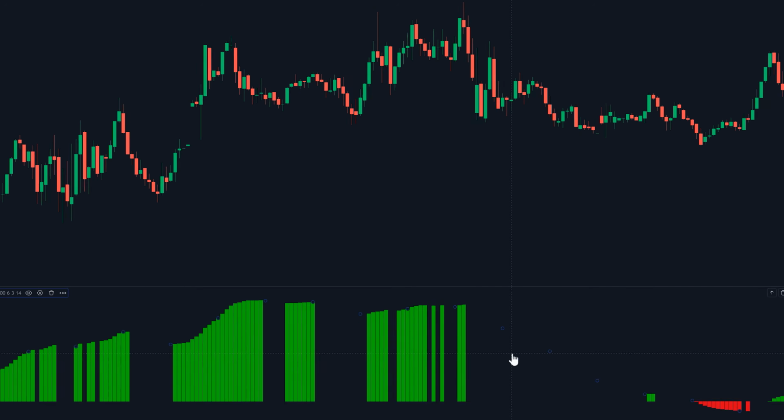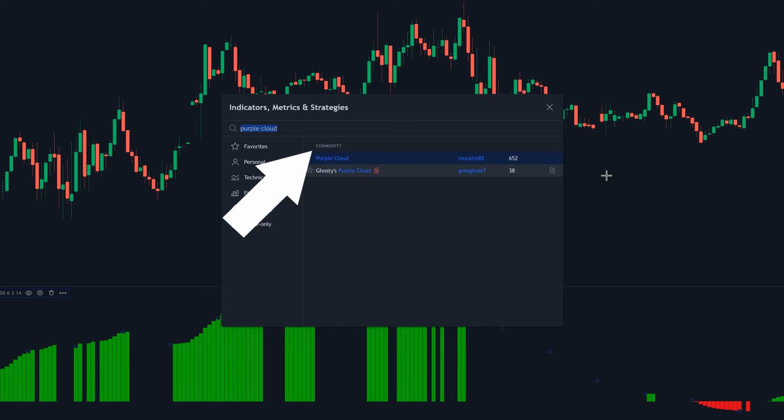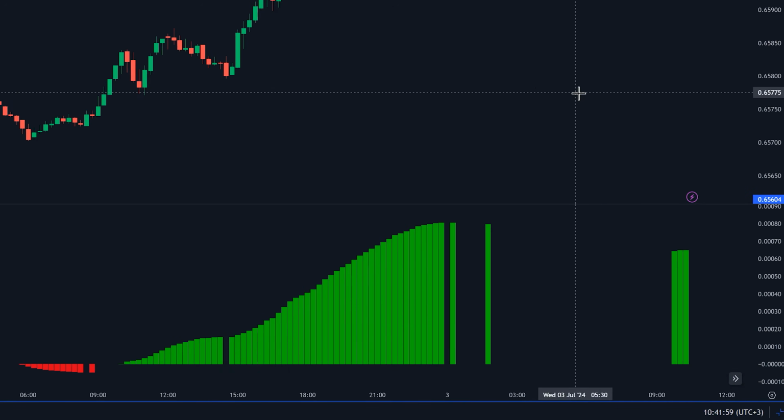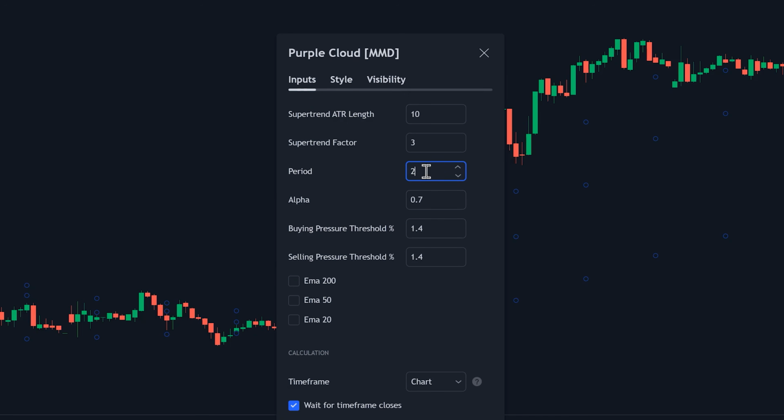On the indicator search tab, you want to type in purple cloud, and you want to select this one by Murad M82. Double click on it so we can change some settings. On the inputs tab, you want to change the period to 21. Change the alpha value to 3, change the buying and selling pressure threshold to 0.1.